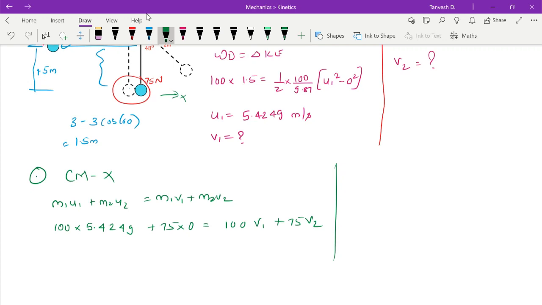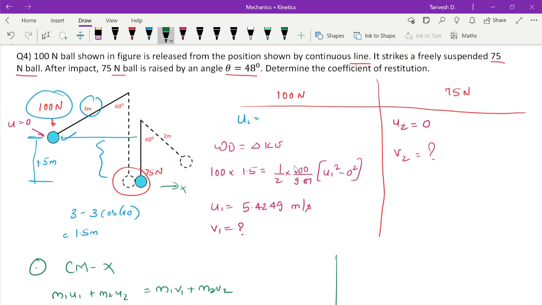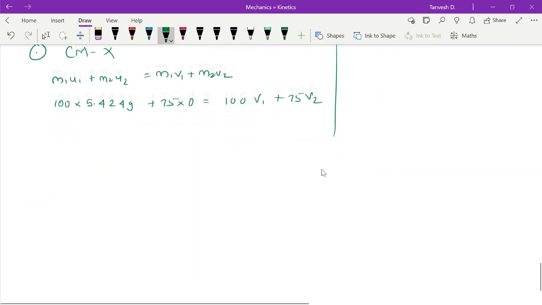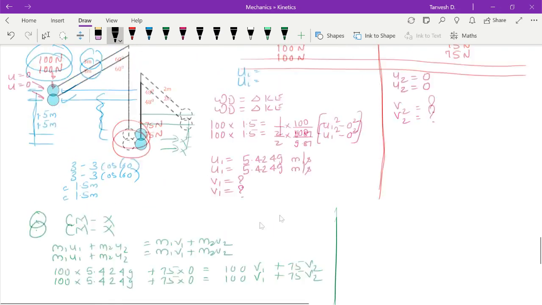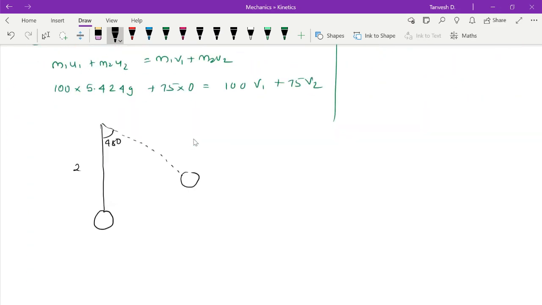Now what we know is that this 75 Newton ball rises by 48 degrees. So by how many meters does it rise, and what is the work done? Let me just draw that. If this is your 75 newtons and it rises to this position, this is 48 degrees. What is the length of that string? It is 2 meters. So how much has it risen? 2 minus 2 cos 48, which is equal to 0.6617 meters, and the weight is acting downwards.